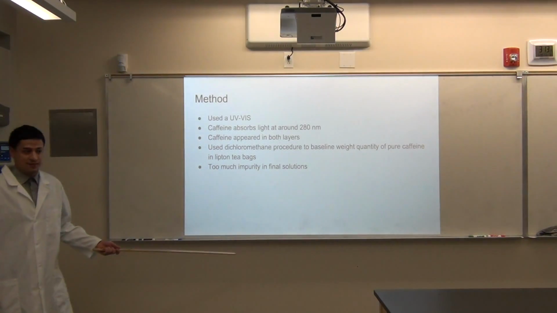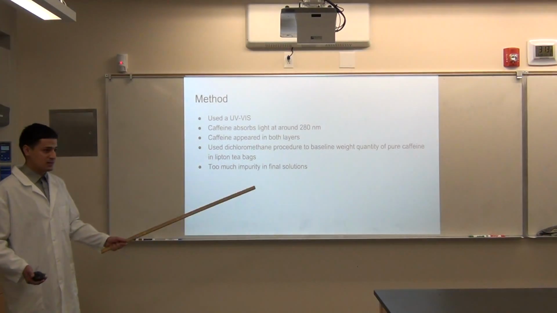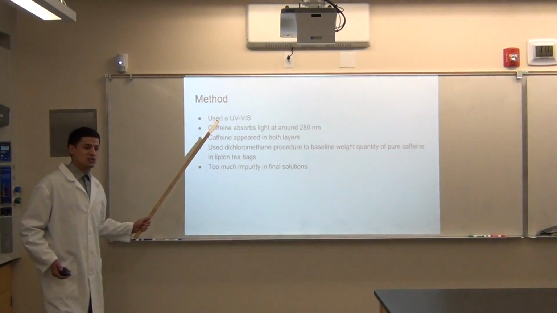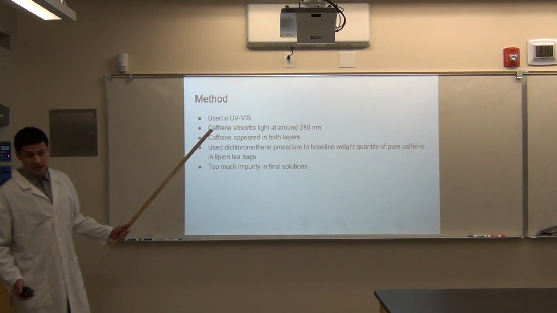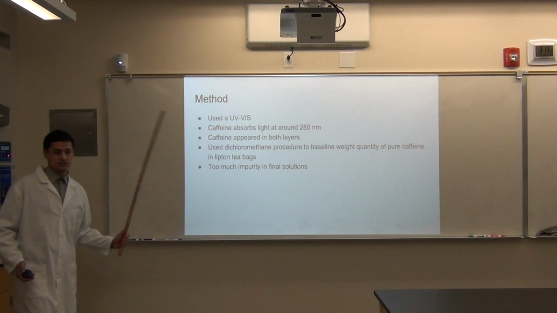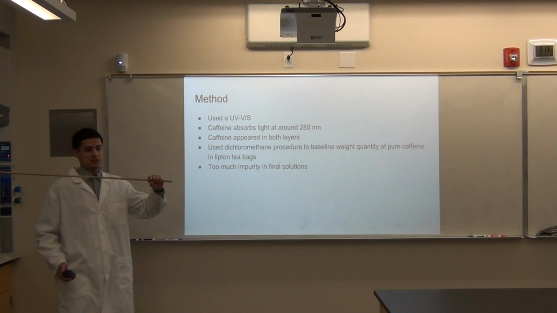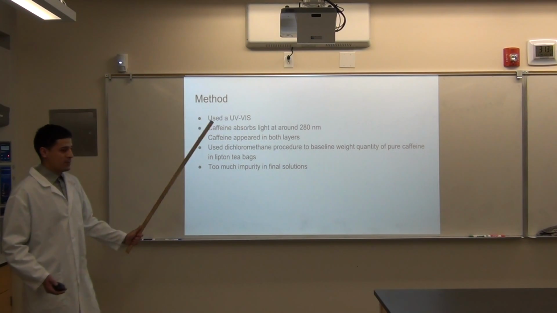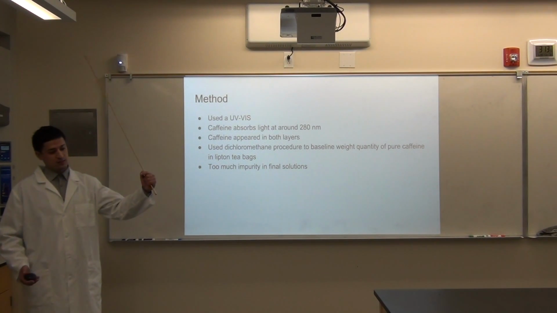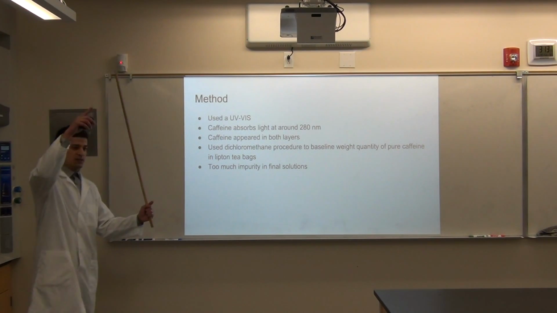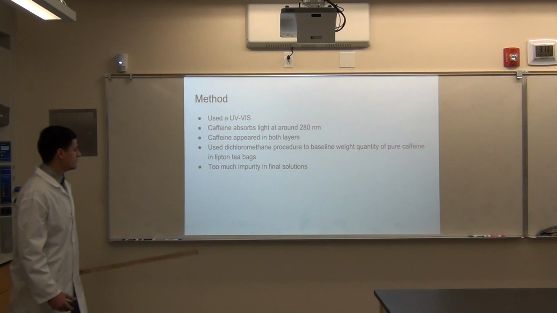So how did I test if there's caffeine or not inside the solutions I was trying to extract the caffeine from? Well, I used a UV vis. Since caffeine absorbs light at 280 nanometers, I popped a sample from each solution into this UV vis, and from that I'd get a reading on a graph where there'd be light reading at 0, and there'd just be a spike at 280, and that's how I determined if there's caffeine or not in each solution.